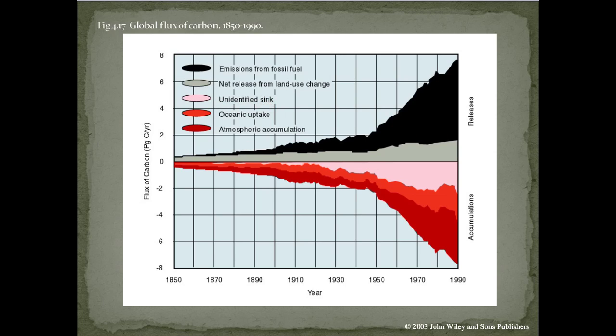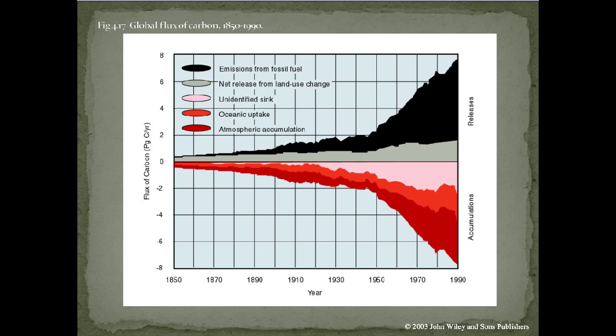Unidentified sink, and a sink is anything that pulls carbon dioxide out of the atmosphere. It's actually decreased. So the sinks, the things that pull carbon dioxide out of the atmosphere, have decreased. So therefore more carbon dioxide is still in the atmosphere and not being pulled out of the atmosphere. Plants are a sink of carbon dioxide because they pull atmospheric carbon dioxide out of the atmosphere during photosynthesis.